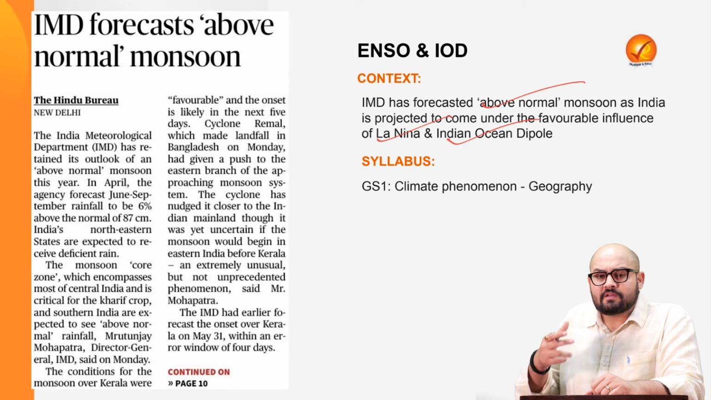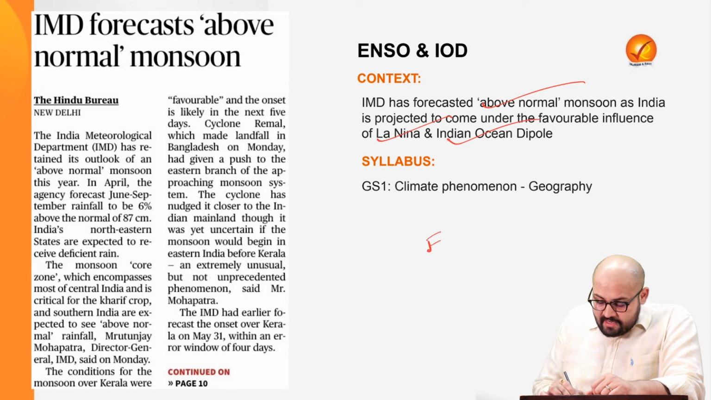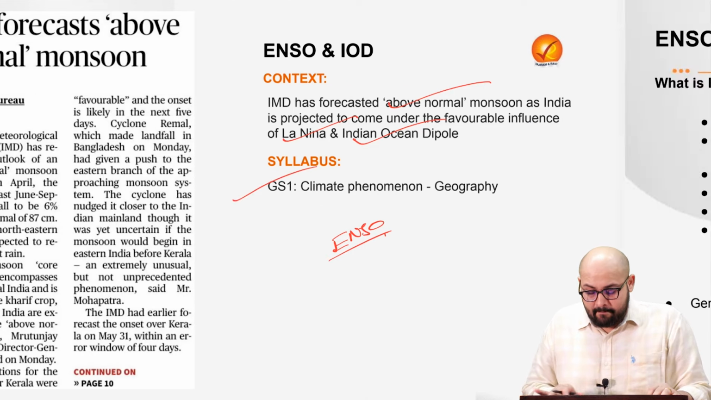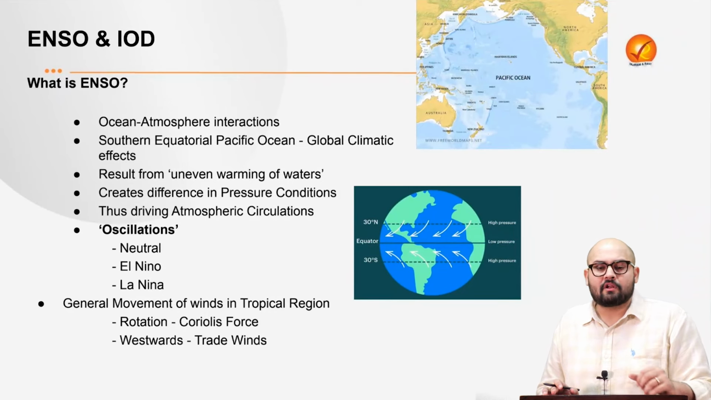Now, we look into what La Nina is all about. See, La Nina forms a part of the greater El Nino Southern Oscillation, right? We'll see what the ENSO cycle is all about, and what the Indian Ocean Dipole is. Now, this is with respect to the GS1 climate phenomena geography. Coming to the ENSO cycle, that is El Nino Southern Oscillation.